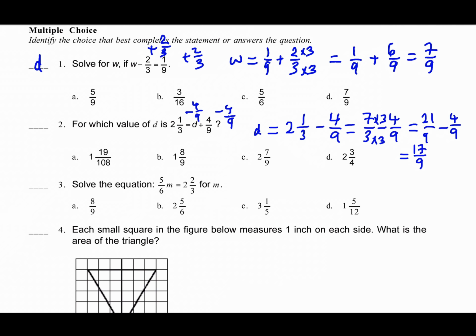As we know, 17 over 9 is improper fraction, so we can convert it to be mixed number. How many 9s fit into 17? Of course, we have 1 nine, and the remainder would be 8 over 9. So the answer would be second choice, B.